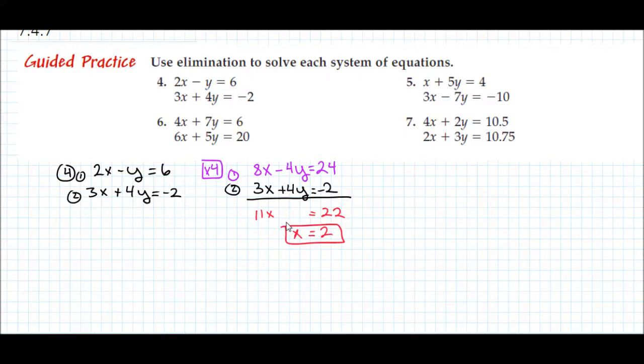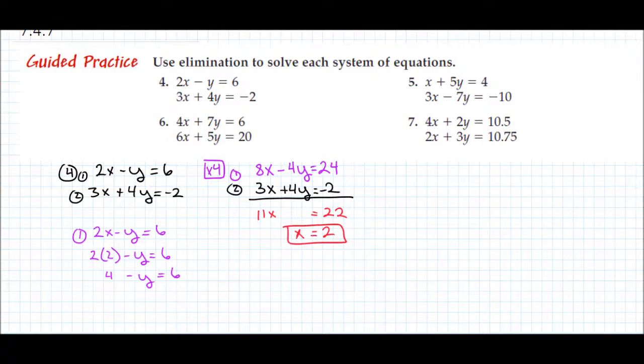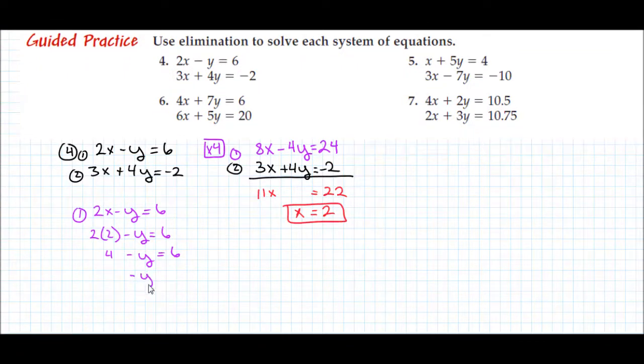Okay, now I can go back and solve for y. So let's use equation 1 again. 2x minus y equals 6. Plug in our x value. So it'd be 2 times 2 minus y equals 6. So it'd be 4 minus y equals 6. So subtract 4 from each side. So negative y is going to equal 2. So y is going to be equal to negative 2. So the solution set is 2, negative 2.